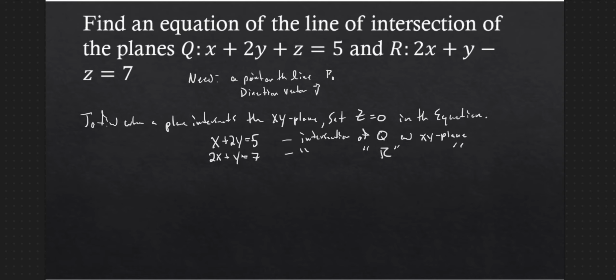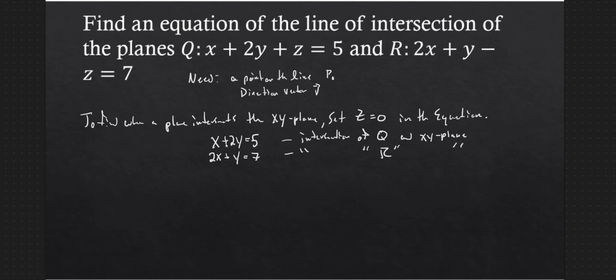And now I have a system of equations. So now I have two lines that are both in the xy plane, and these lines are on Q and R respectively. So this is a line on Q, this is a line on R. If I find their intersection point, then that'll give me a point that's on the line of intersection between the two planes and the xy plane. Okay, so let's do that.